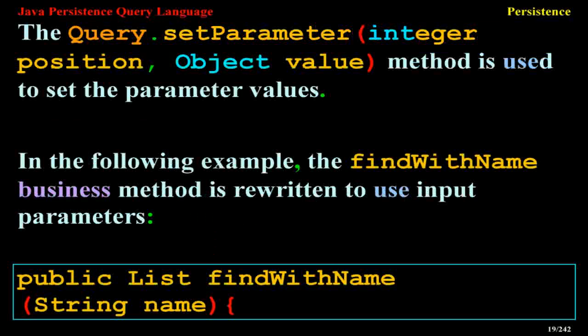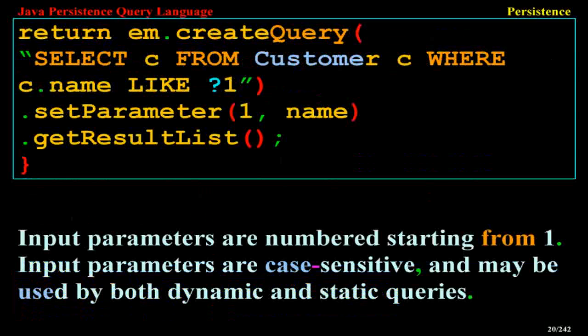public List findWithName(String name) { return em.createQuery("SELECT c FROM Customer c WHERE c.name LIKE ?1").setParameter(1, name).getResultList(); } Input parameters are numbered starting from 1. Input parameters are case sensitive and may be used by both dynamic and static queries.